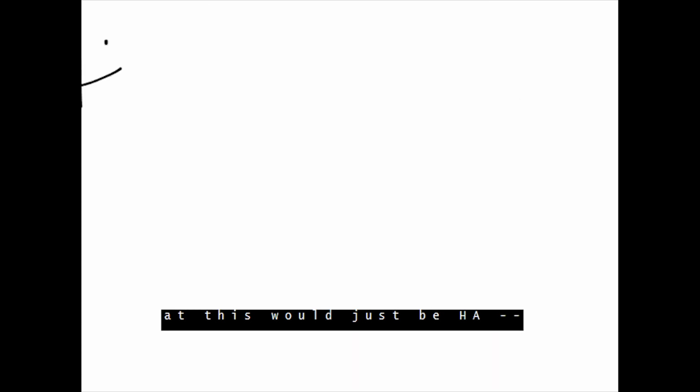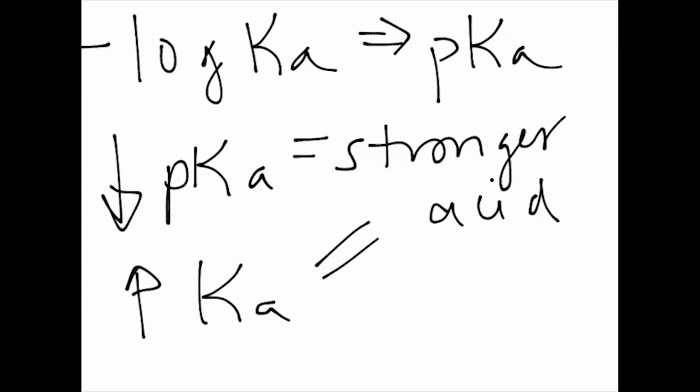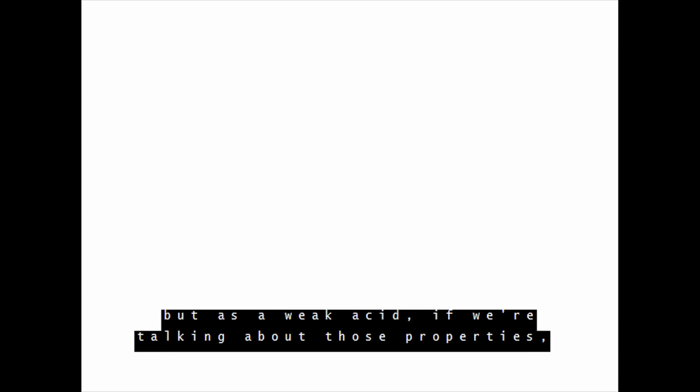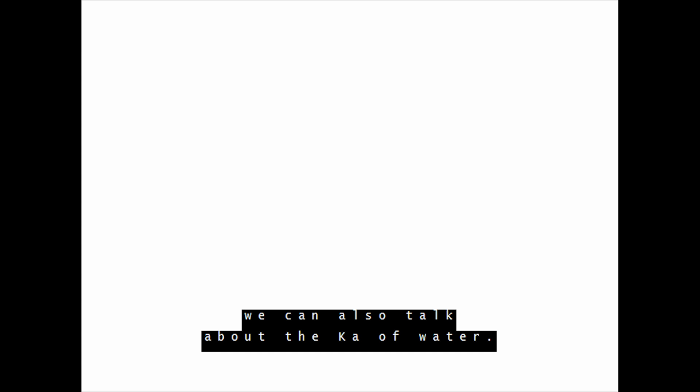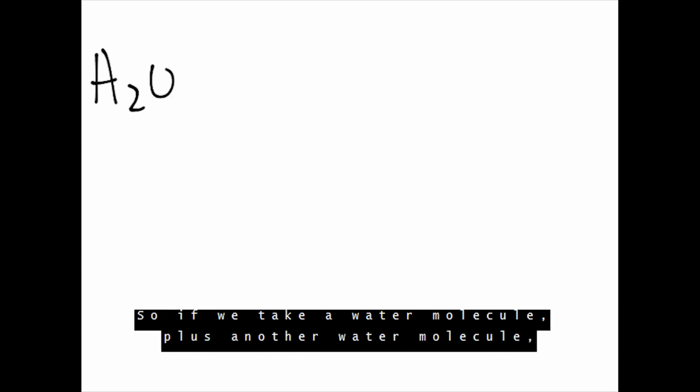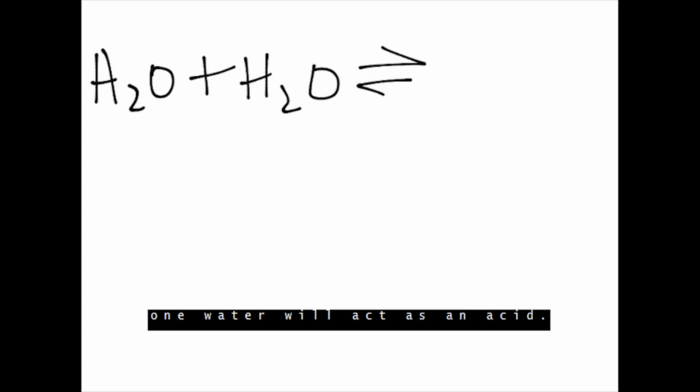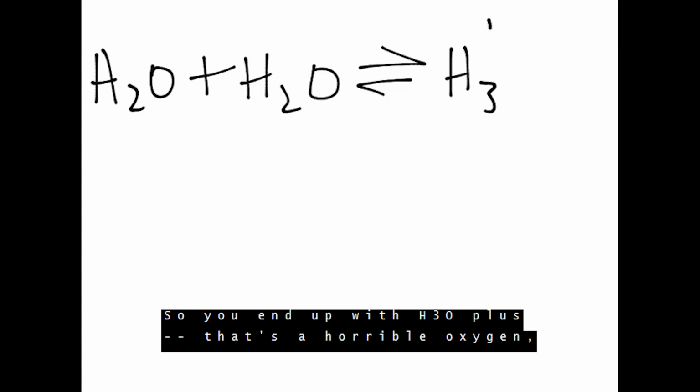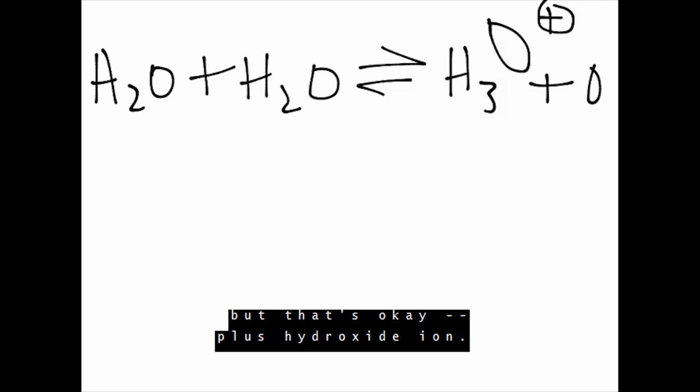So another shorthand method we can use to look at this would just be HA. So water, which is also a weak acid, we know that water is amphoteric. It can function as both an acid and as a base. But as a weak acid, if we're talking about those properties, we can also talk about the Ka of water. So if we take a water molecule plus another water molecule, one water will act as an acid, the other will act as a base. So you end up with H3O+, that's a horrible oxygen, but that's okay, plus hydroxide ion.